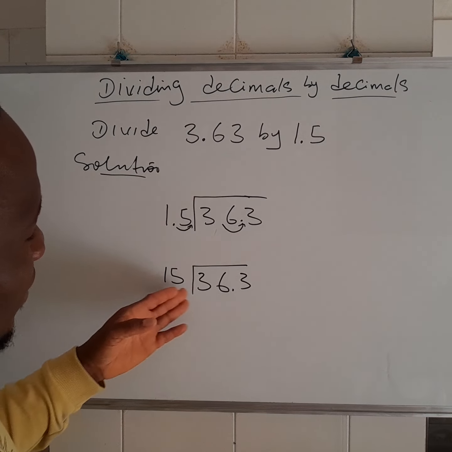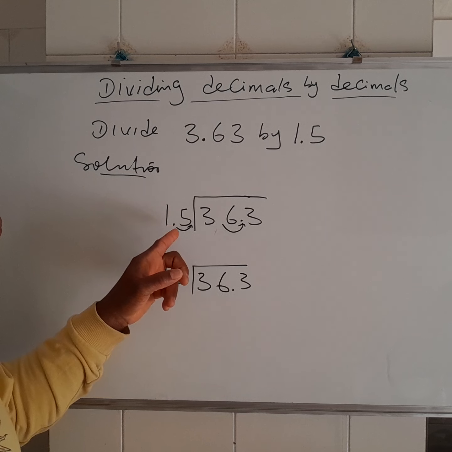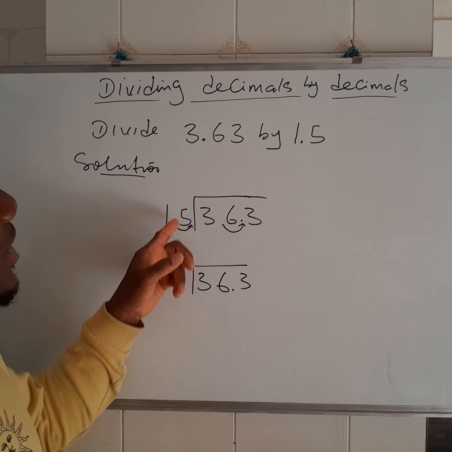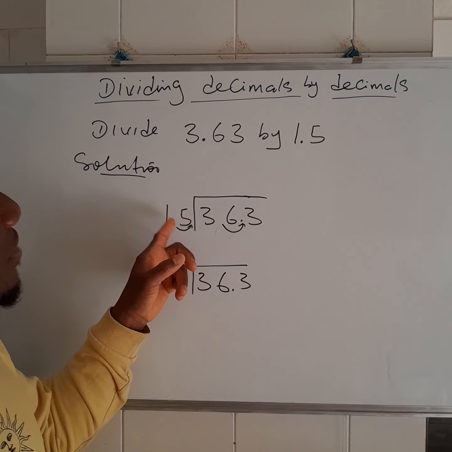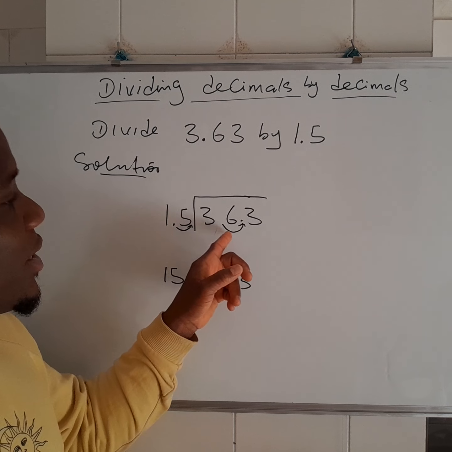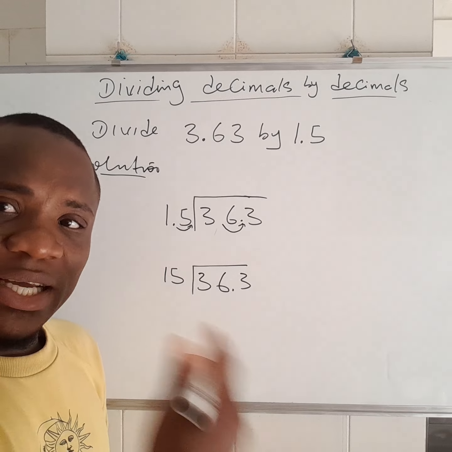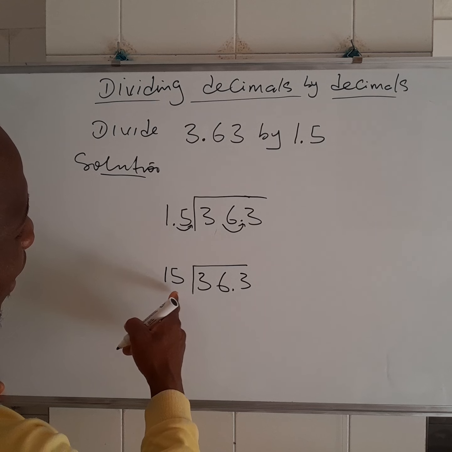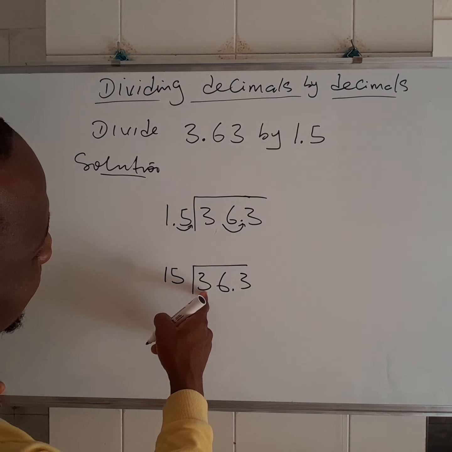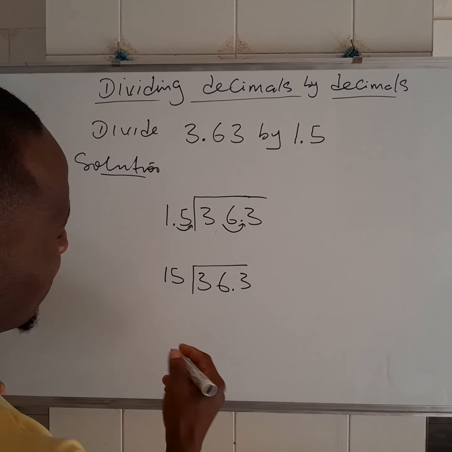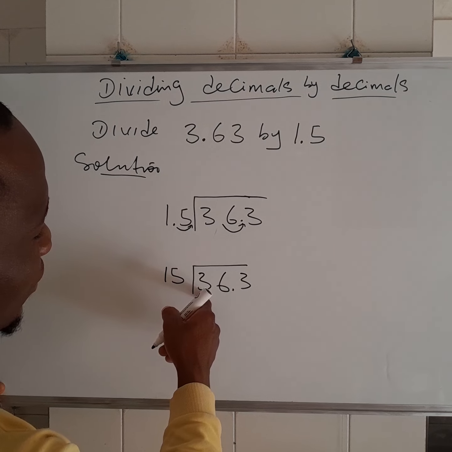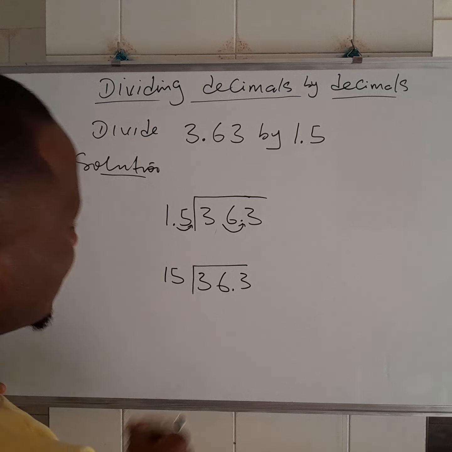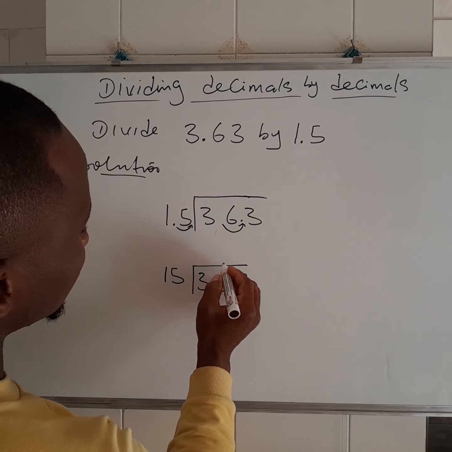So from here, we can now divide, all right? Remember, when you have a number with more decimal places, that you are going to move like 2 decimal places to make the divisor a whole number, you do the same thing to the dividend, 2 decimal places to the right also, okay? So from here, how many times does 15 go into 3? It's not possible. So we add 6. This becomes 36. How many times does 15 go into 36? We have 2 times, okay?